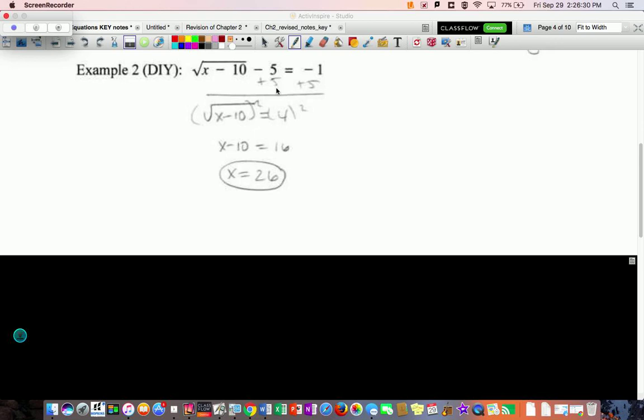All right, coming back to it now, you have to get the square root of x minus 10 by itself, add the 5 to the other side, square both sides, and in this case, all you're going to have to do is add the 10 and you get 26. And when you plug that back in, 26 minus 10 is the square root of 16, which is 4, and 4 minus 5 does equal negative 1, so that works.